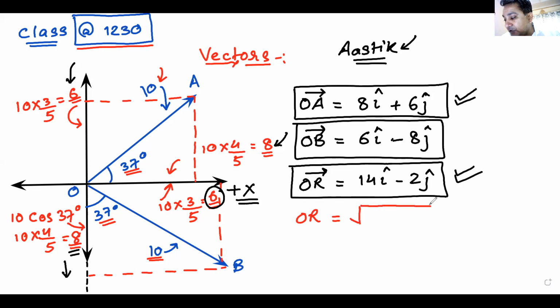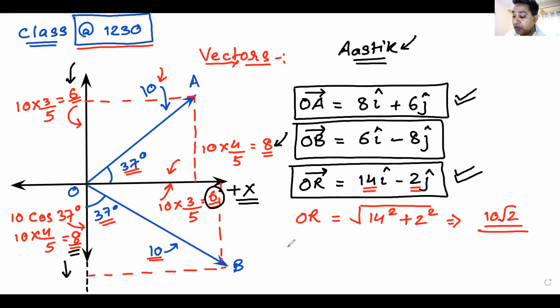That will be the under root of 14 square plus 2 square. I don't know how much 14 square is, I think you must be knowing it. What is 2 square? I also don't know. So I hope you can get the answer for this one. I will leave it blank. 200, root over 200, great. Root over 200 can be written as 10 root 2.